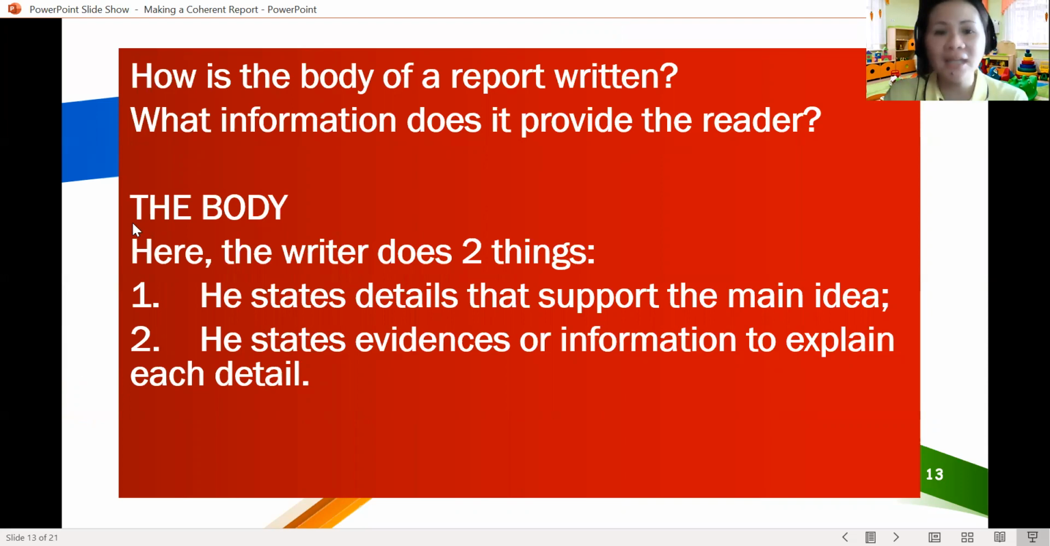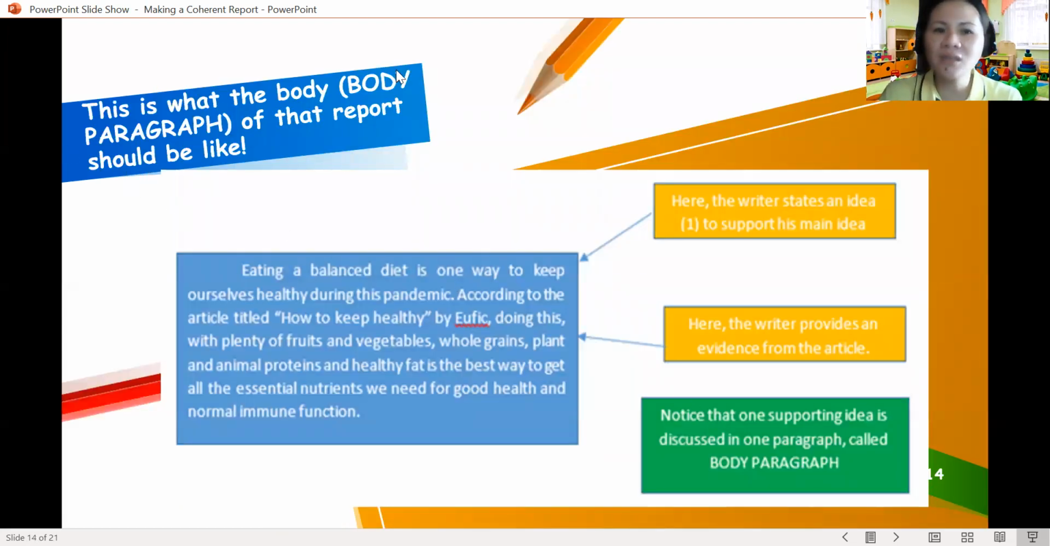So take note, class, that in the body, the writer does two things. What are these? He states details that support the main idea. And number two, he states evidences or information to explain each detail. All right, so this is what the body paragraph of that report should be like.